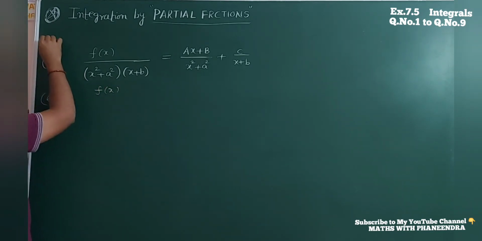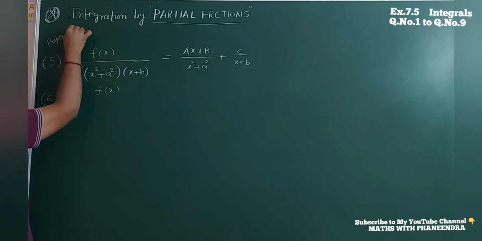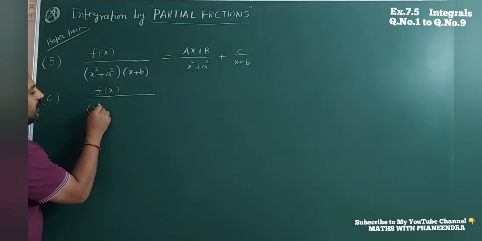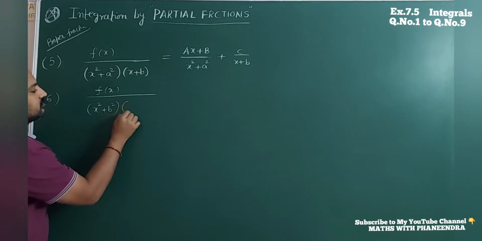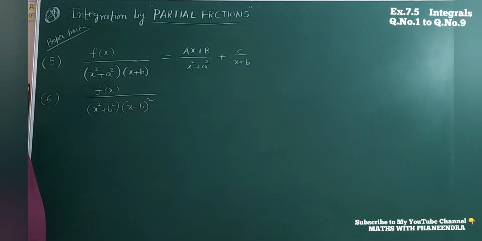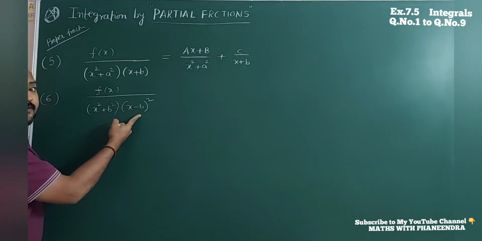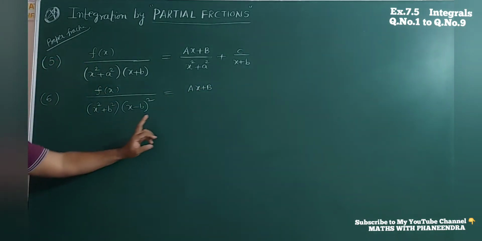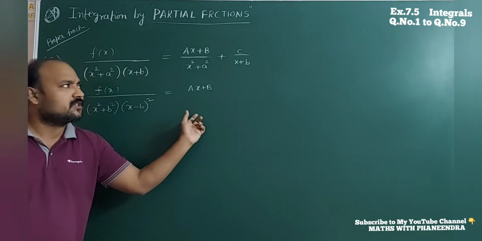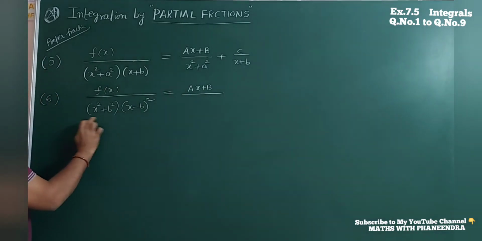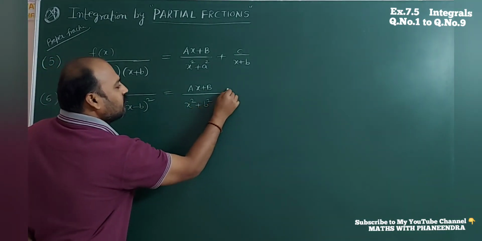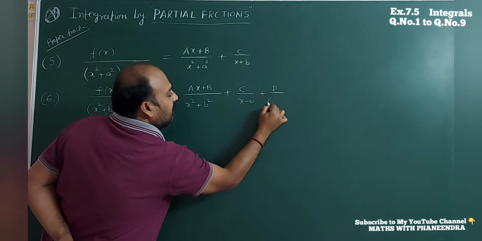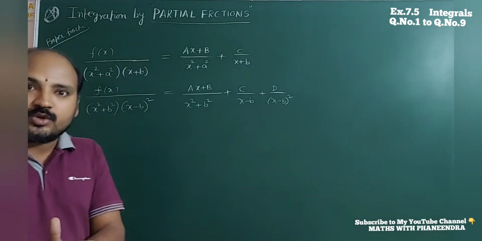The sixth one, f of x, these two are also proper fractions only. Proper fraction conditions only. F of x by x square plus b square into x minus b whole square is there. Quadratic factor and repeated linear factor. We can write like this, and I will give another procedure also for this. Capital AX plus B by the first irreducible quadratic factor x square plus b square, plus C by x minus b, the first time we are writing the factor x minus b. Second time repeating, no? Capital B by x minus b whole square. Otherwise, we can write like this also.